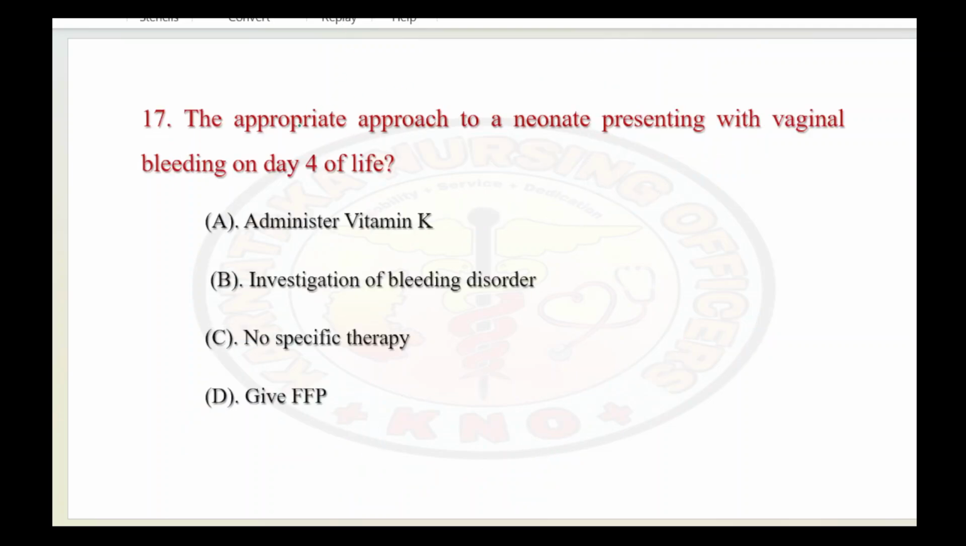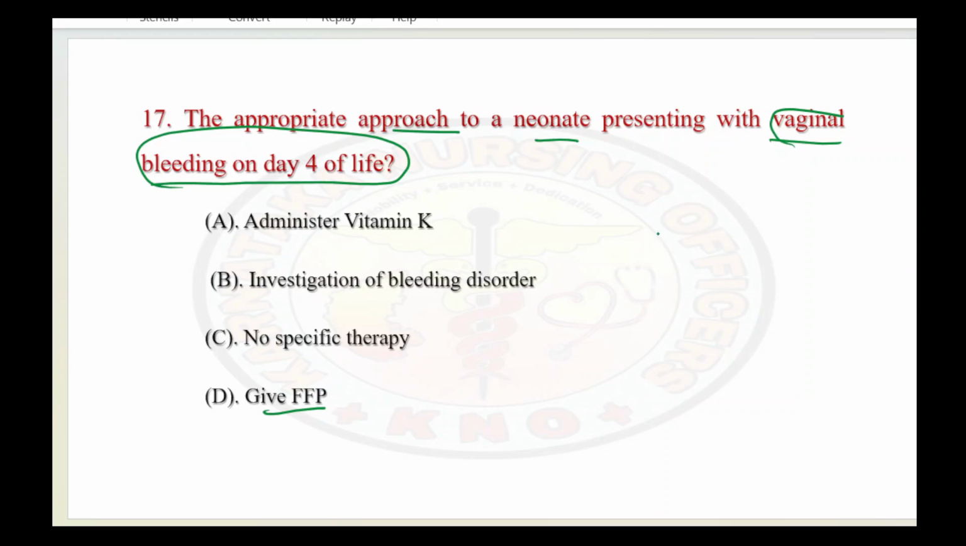The next question here is the appropriate approach to a neonate presenting with vaginal bleeding on day 4 of life. Commonly, whenever we see such a question, we will think there is a bleeding manifestation. So what are you going to do? Sometimes they will give you options like give vitamin K, send for some investigations, do nothing, or give FFP. These are the options given here. Blindly, by seeing the vaginal bleed, we are not going to select the options here.